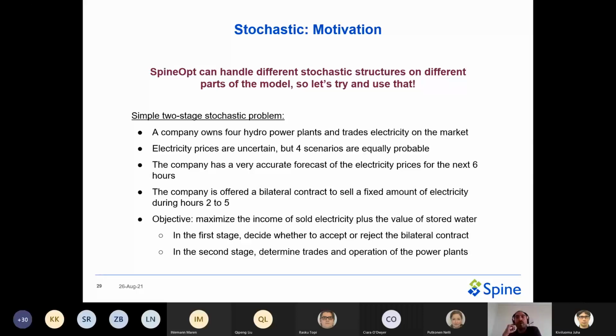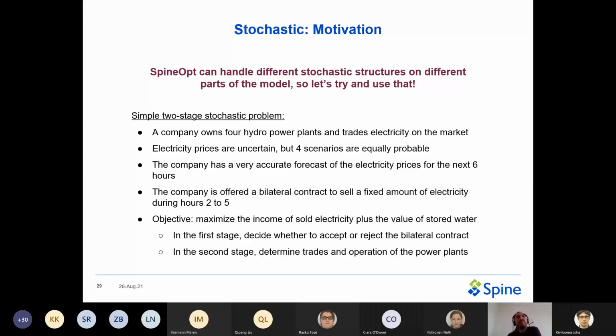So this is an exercise from a KTH course. So you will see that it's described sort of like for students. There's a company that owns 4 hydropower plants and trades electricity on the market. The electricity prices are uncertain, but there are 4 scenarios that are equally probable. So 0.25 weight on each of them. And the company has an accurate forecast of the electricity price for the next 6 hours for each of these scenarios.